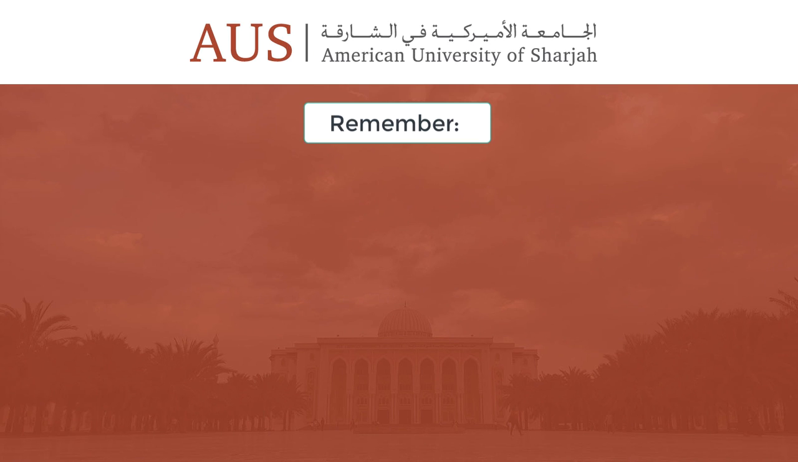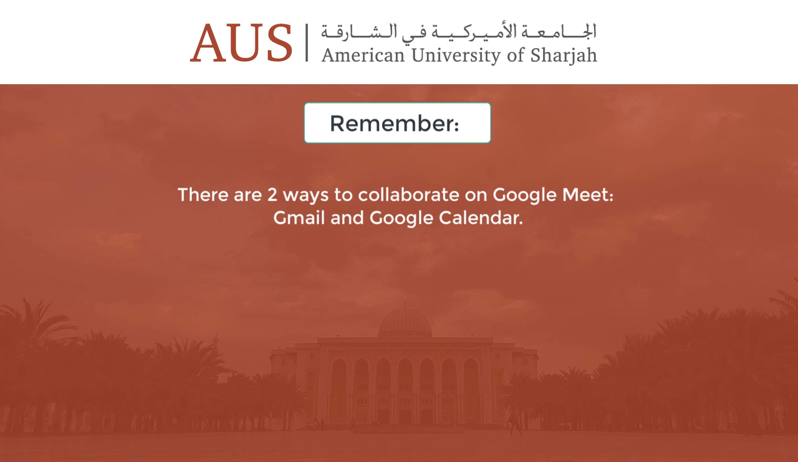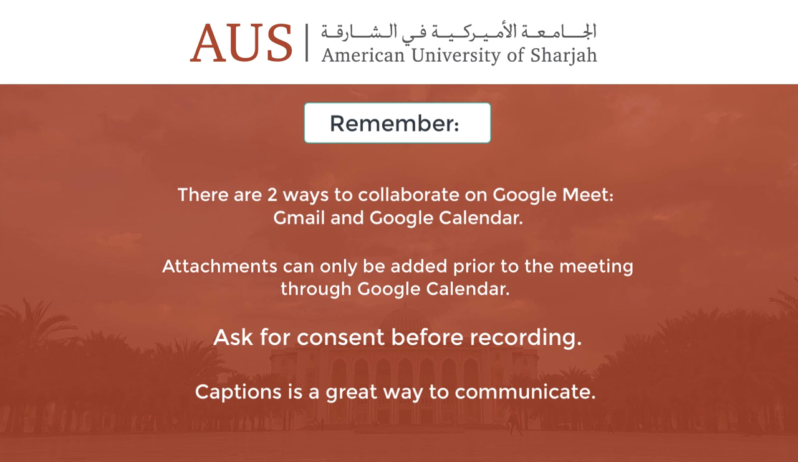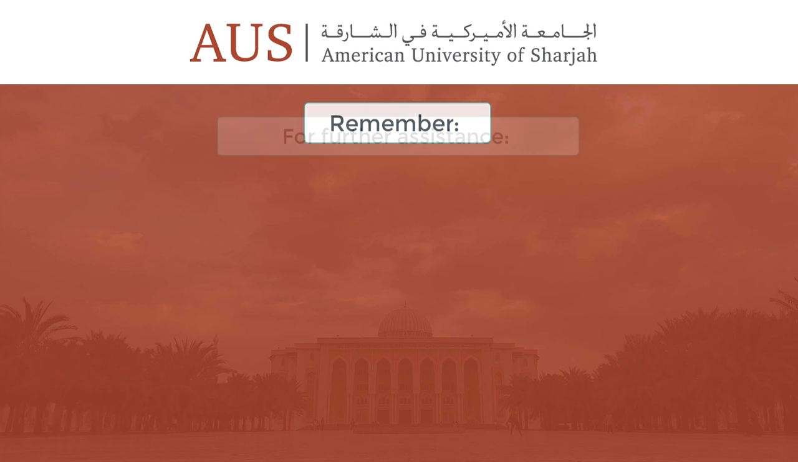Here are some key points to remember. There are two ways to collaborate on Google Meet, through your AUS Gmail and Google Calendar. Attachments can only be added prior to the meeting through Google Calendar. Ensure you have consent before recording your session, and Captions is a great tool for clearer communication.